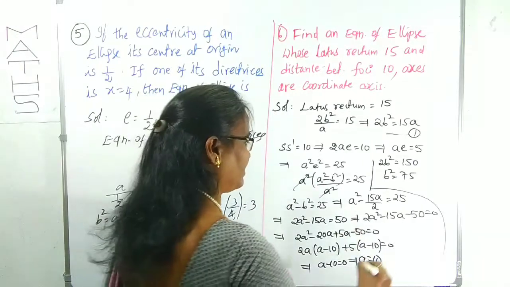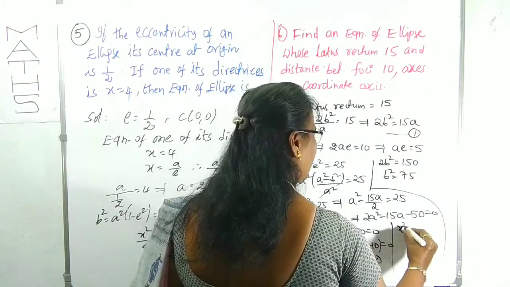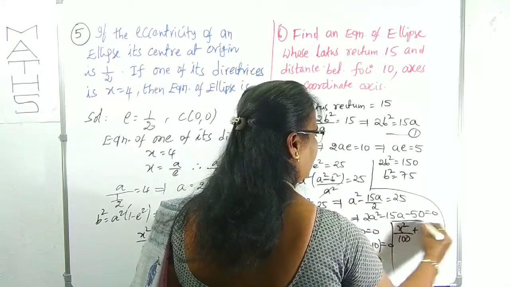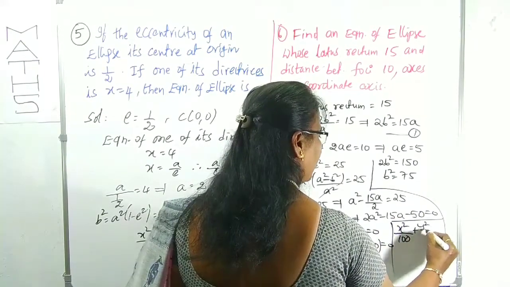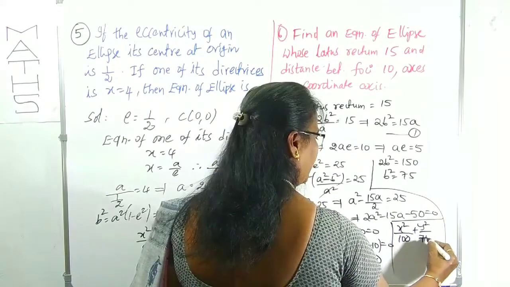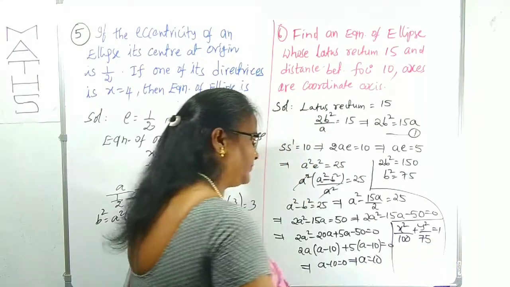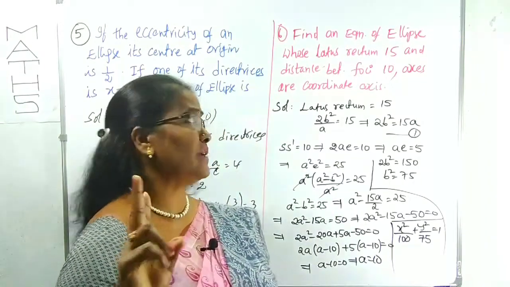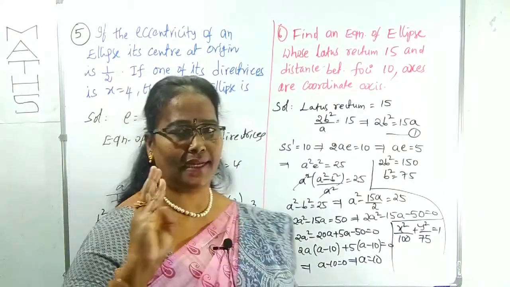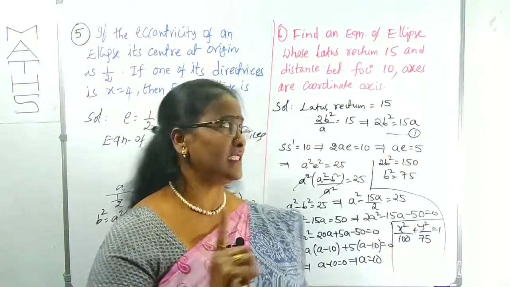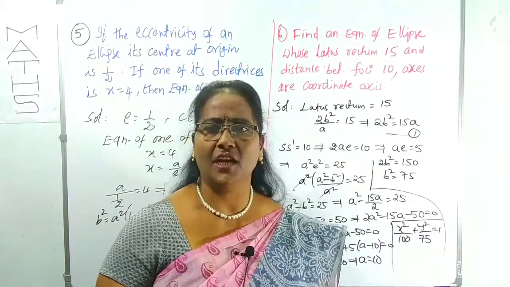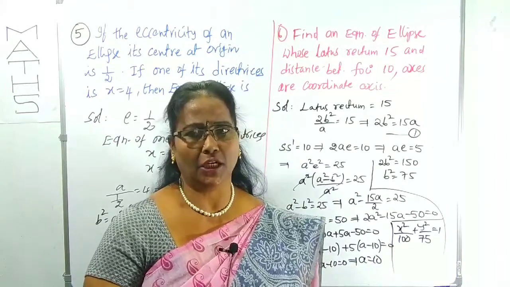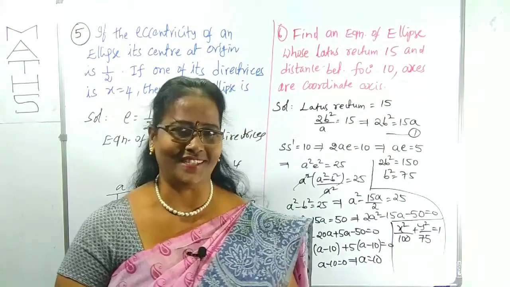Therefore, what is the required equation of the ellipse? x square by a square, that means 100, plus y square by b square, that is 75, is equal to 1. Okay, here what is given? There will be two types of contents. One is the length of the latus rectum as well as the distance between the foci, right? By using them we can find out the equation of the ellipse. Clear? Now let us look at some more questions, right?